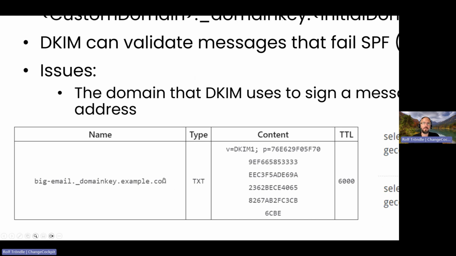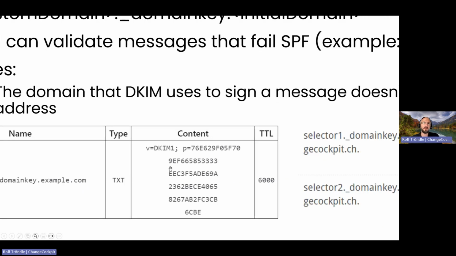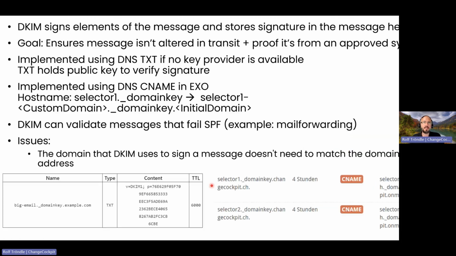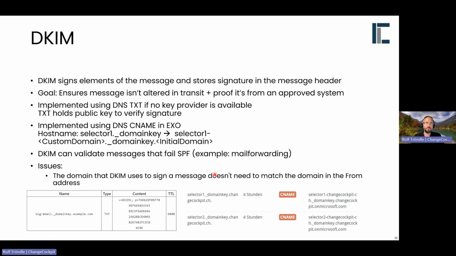We have the DKIM entry, resource record, big email, domainkey.example.com, and then you have the TXT, and the contents of the TXT record is v=DKIM1. That's always the same, and then p=, and then following the public key of the signature certificate. And that's why the receiving server is able to check the signature, whether the contents of the message itself were tampered with.